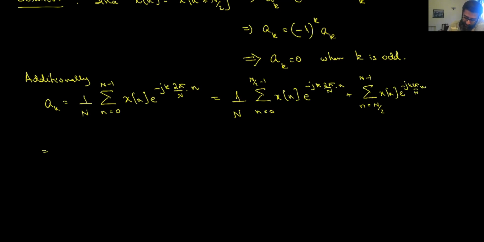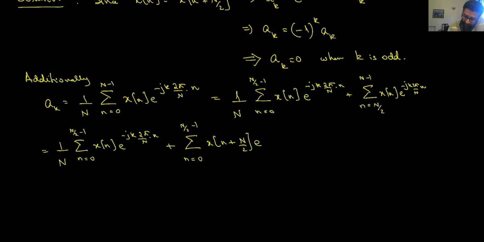And then what I do is I make a change of variables. So I'm doing this rather quickly by skipping a step. e to the minus j k 2 pi by N times n. So if I make a change of variables, this summation is from 0 to N by 2 minus 1, and this is x of n plus capital N by 2, and e raised to minus j k 2 pi by N times small n plus capital N by 2. Okay, that comes about simply from a change of variables.